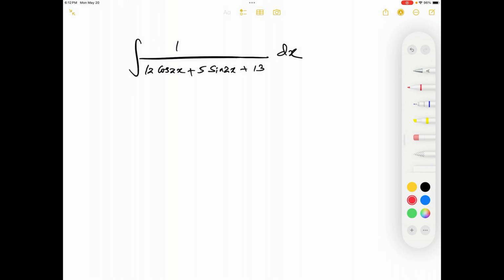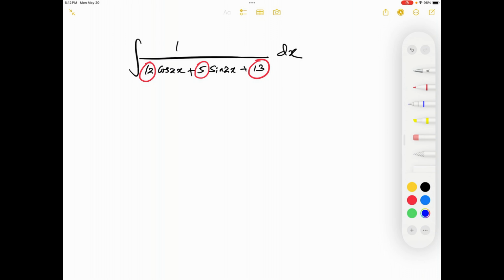However, please note that this is a special question with these numbers 12, 5 and 13. What is so special about these numbers? They are from a Pythagorean triple. We know 12 squared plus 5 squared is equal to 13 squared. In such cases, the method you are going to see in this video works flawlessly.